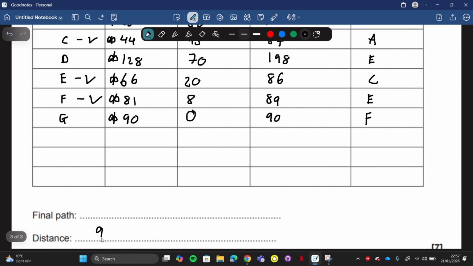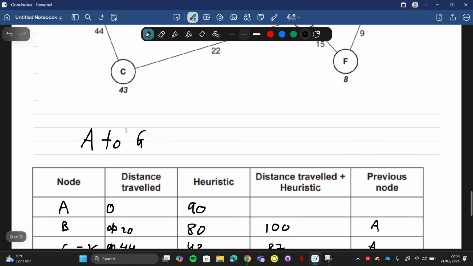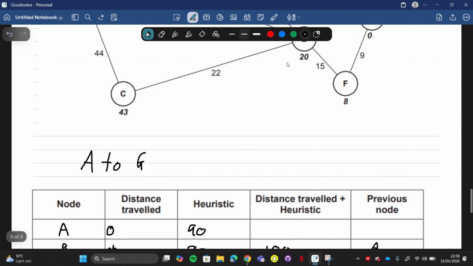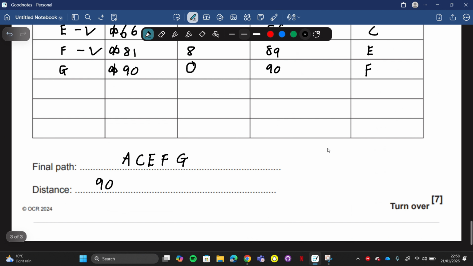With the path being G to F to E and E to C. Look at this. C to A. The path is A to C to E to F to G. And this travel is 90. So quite a nice paper.